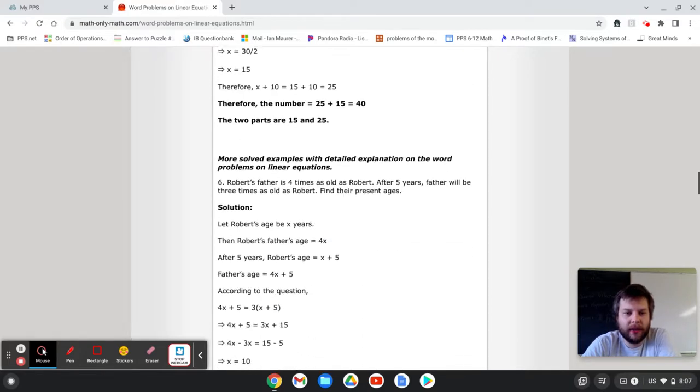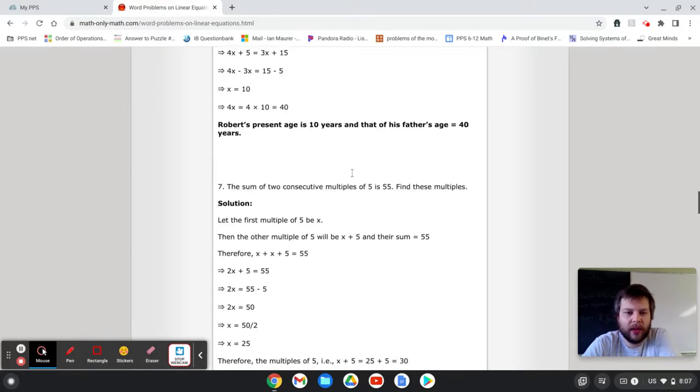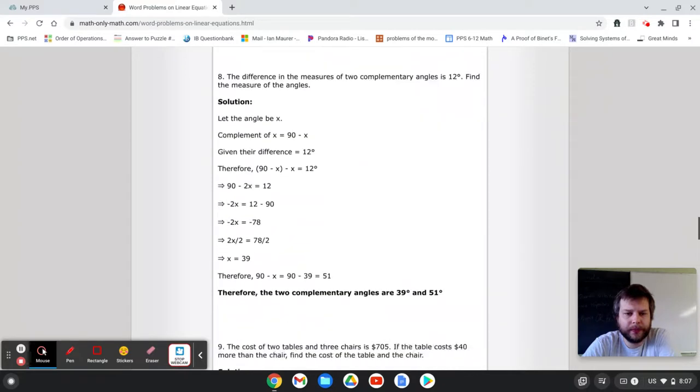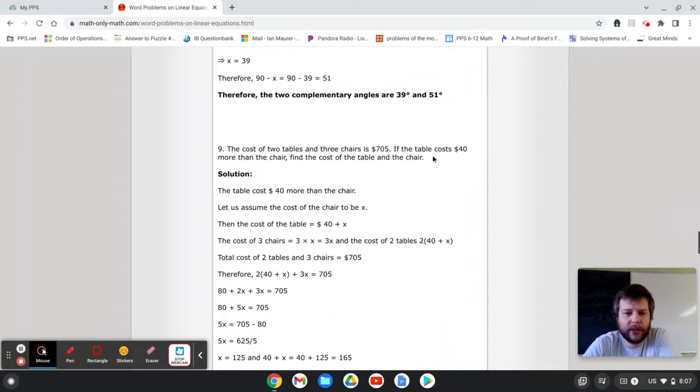That's another one just about numbers. Here we have another one about ages. Here's a real usable one. The cost of two tables and three chairs is 705, and if the table costs $40 more than the chair, find the cost of the table and the chair. Using those, you should be able to come up with your two one variable linear equations.